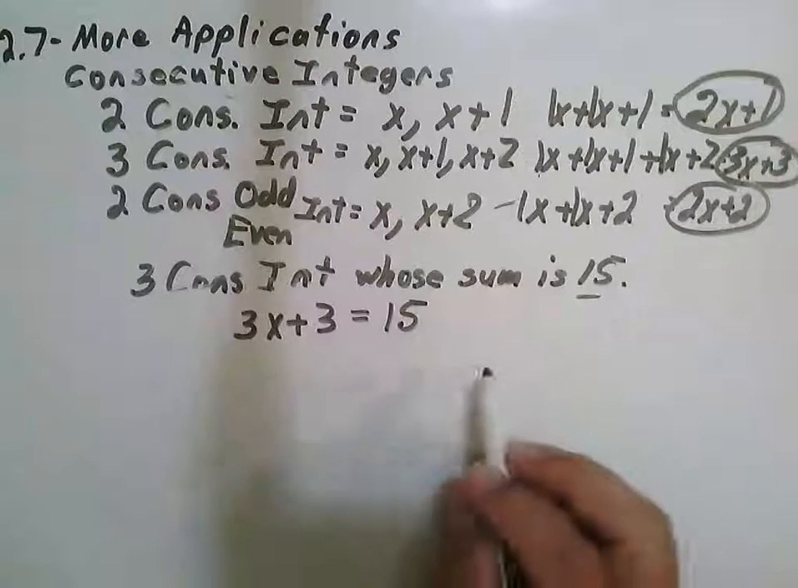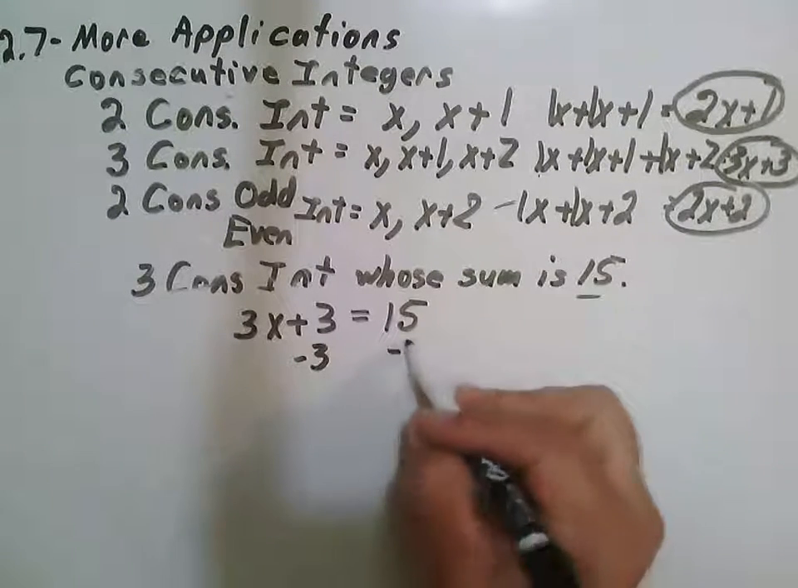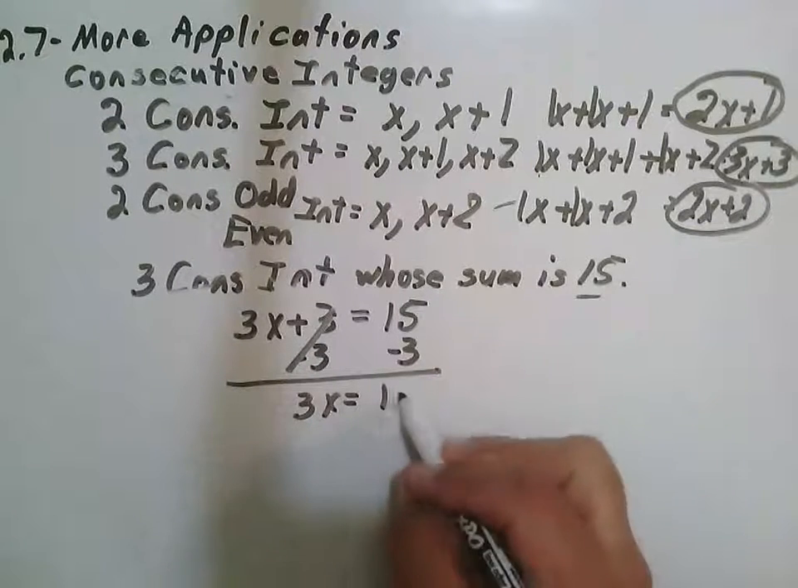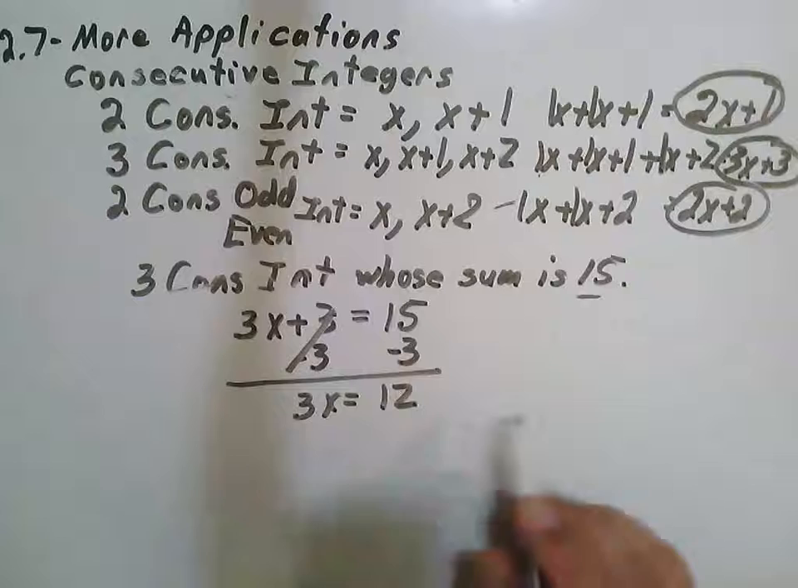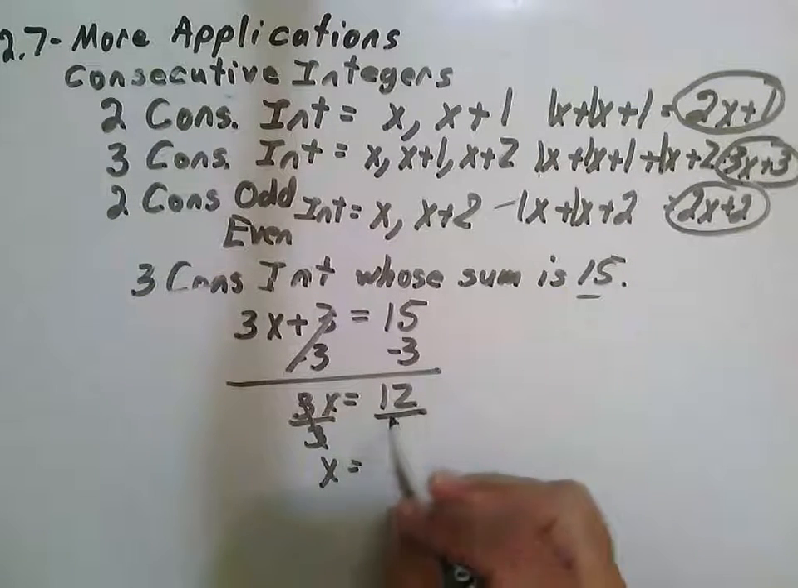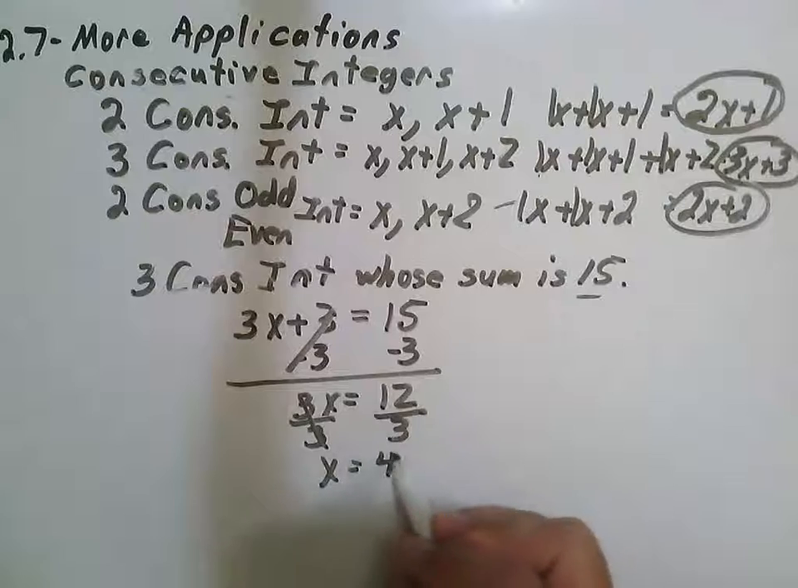Letters on one side, numbers on the other. Subtract 3 from both sides. That's going to give you 3x is equal to 12. Once again, I'm going to divide both of these by 3. Allows me to come to my single x. 3 divided into 12 is going to give me 4.